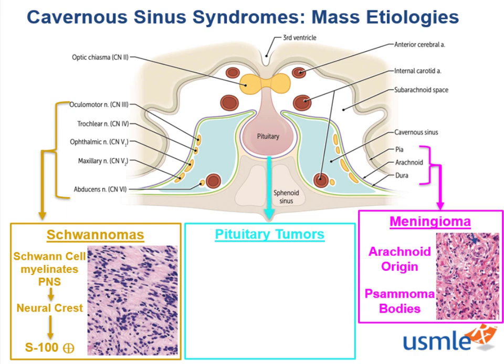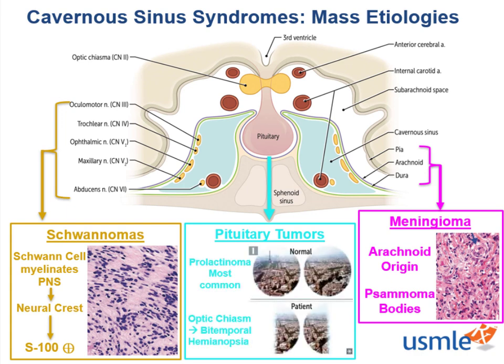Lastly, due to the central position of the pituitary gland within the bony depression of the sphenoid bone called the sella turcica, hence why the sphenoid sinus is labeled, it too can cause compressive injuries to the cavernous sinus. The most common type is a prolactinoma. Also, pituitary tumors usually compress the optic chiasm, which is where cranial nerve 2, the optic nerve, fibers cross from each eye. This results in a visual defect called a bitemporal hemianopsia, or loss of the temporal visual fields of both eyes, as shown in the image at the bottom.